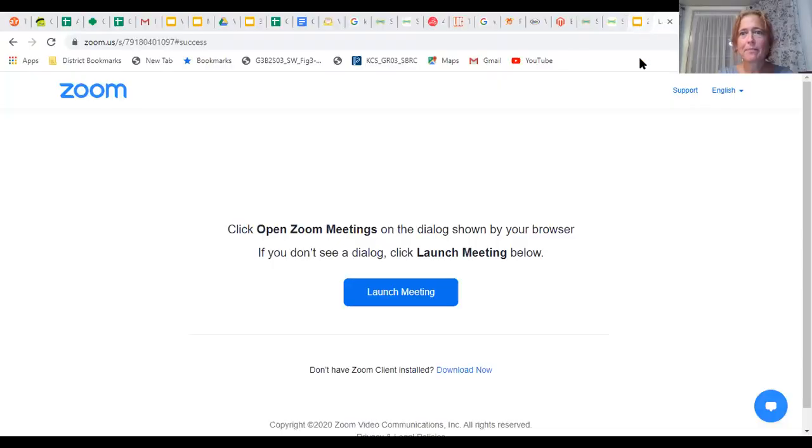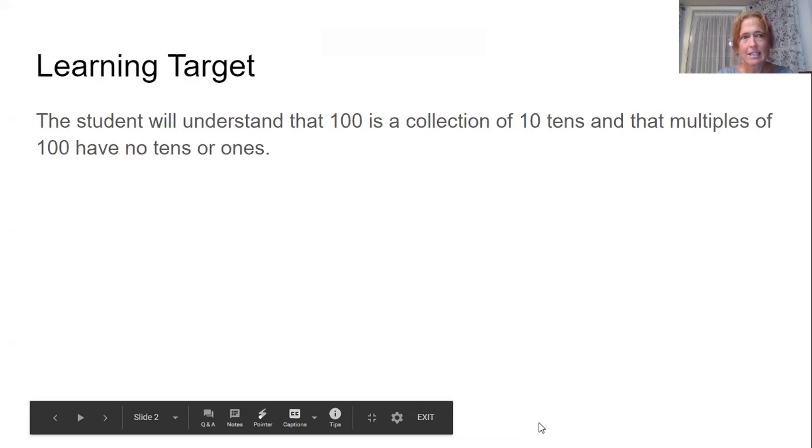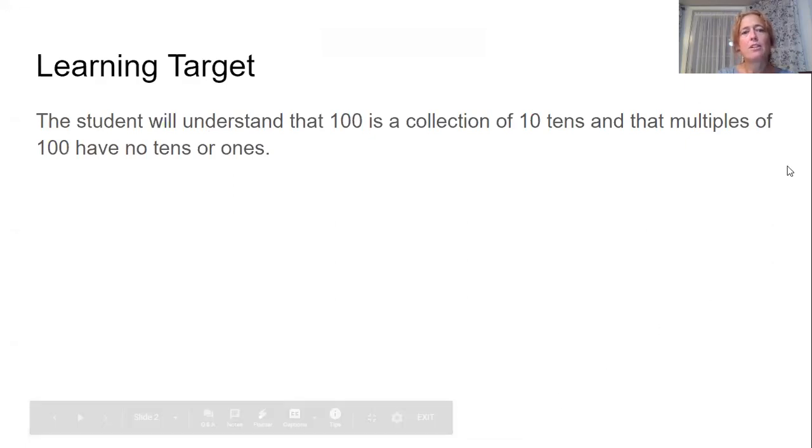So let me share my screen. All right, here are our slides for today. Like I said, today is October the 12th, and our learning target today is that the student will understand that 100 is a collection of tens and that multiples of 100 have no tens or ones.